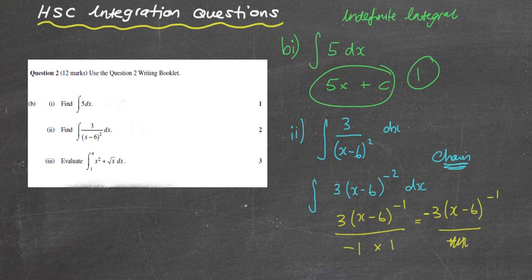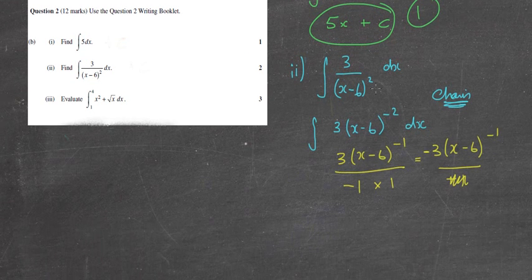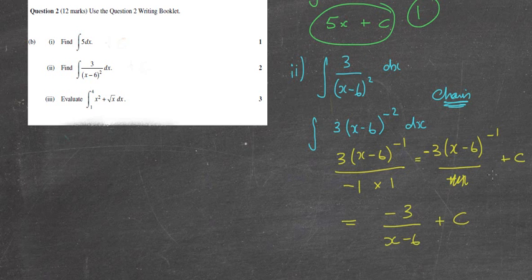Now with any of these questions, very important, if it came in the process of being a fraction in the question, let's make sure we do that for the answer. So equals negative 3 over (x minus 6), and then make sure you don't forget your plus c on the end as well. Okay, alright, nearly at the end there of that question.